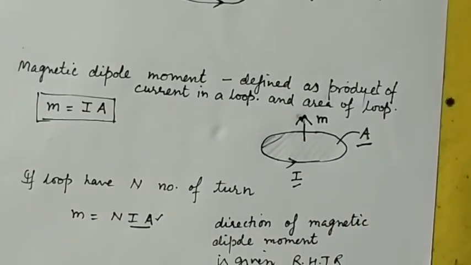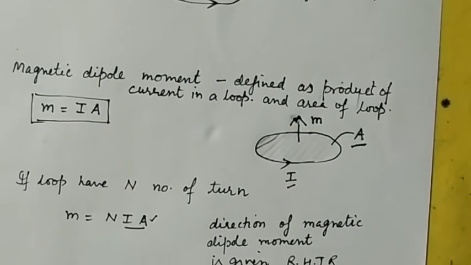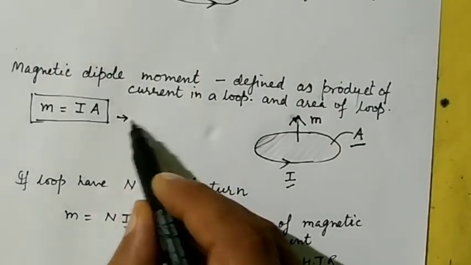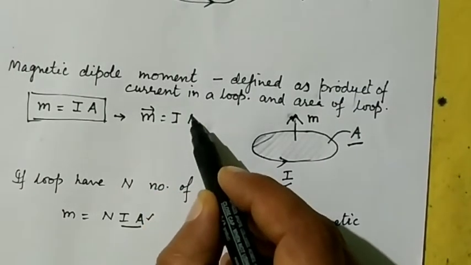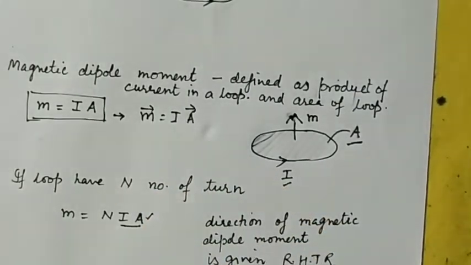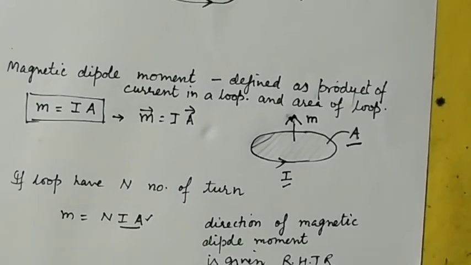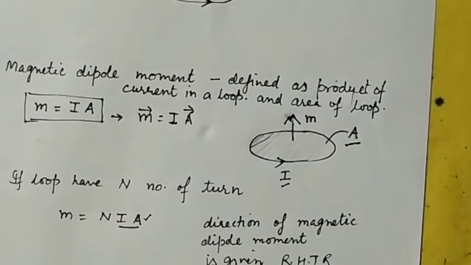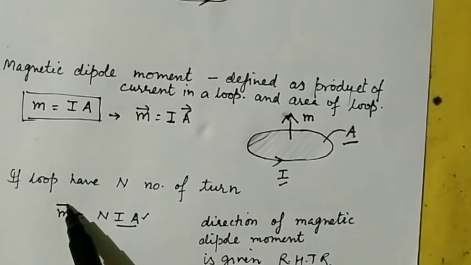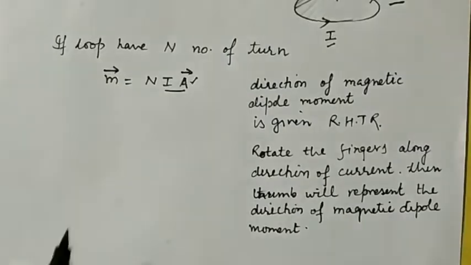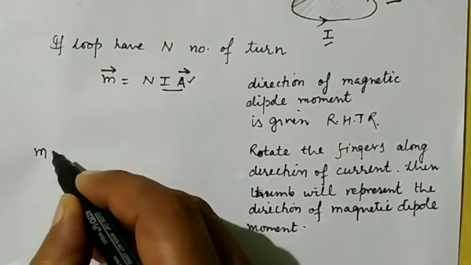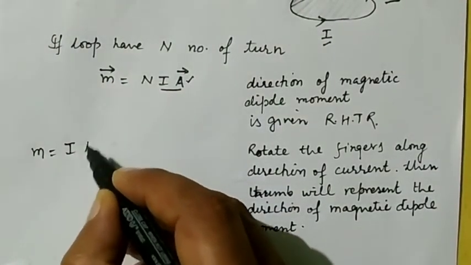Here, if I write the magnetic dipole moment in vector form, it becomes m vector equals I into area vector. Since I is not a vector quantity, I put the vector on the area vector. Similarly here also, so this gives you the magnetic dipole moment in vector form. The magnetic dipole moment is equal to I into A.